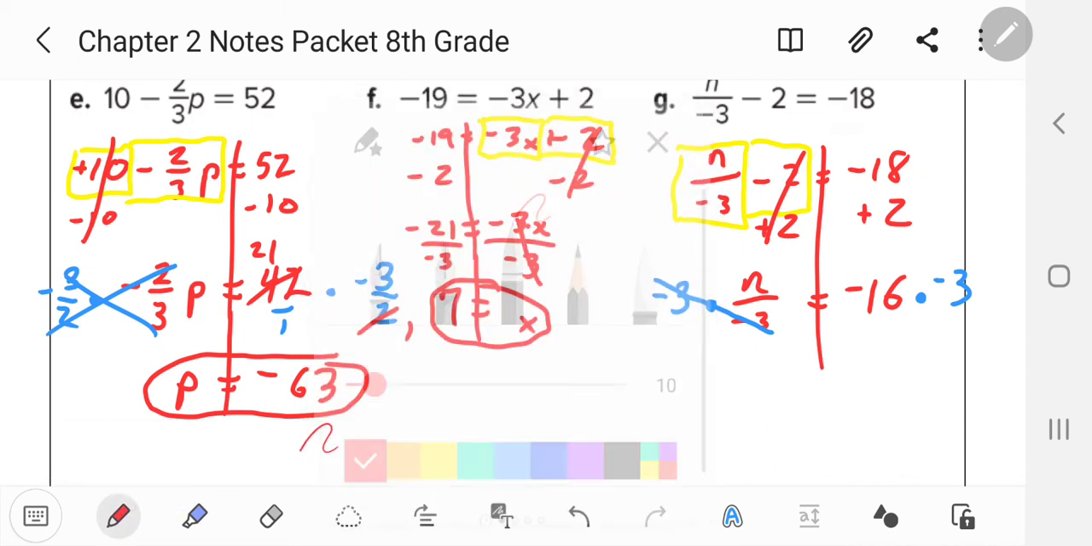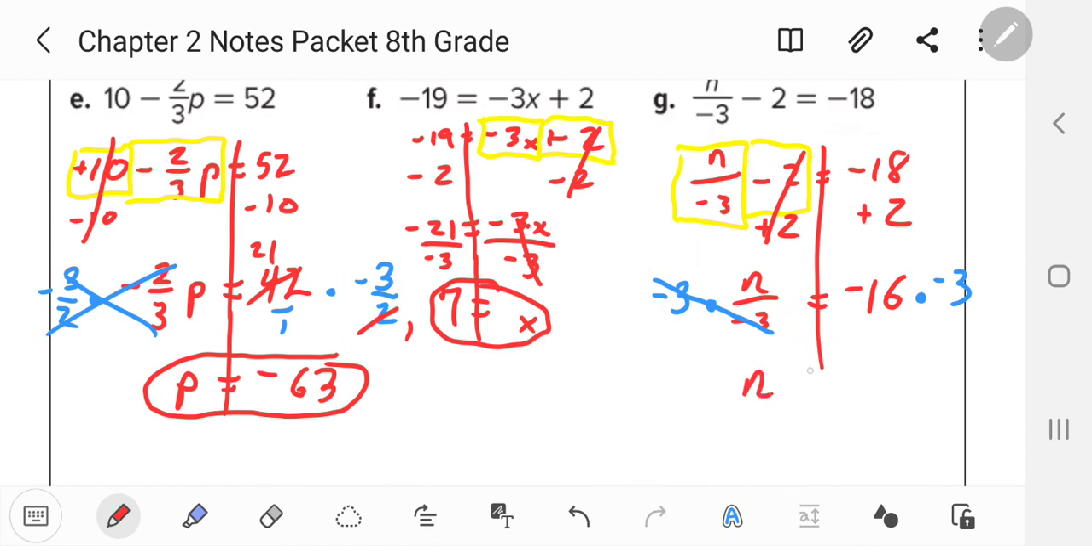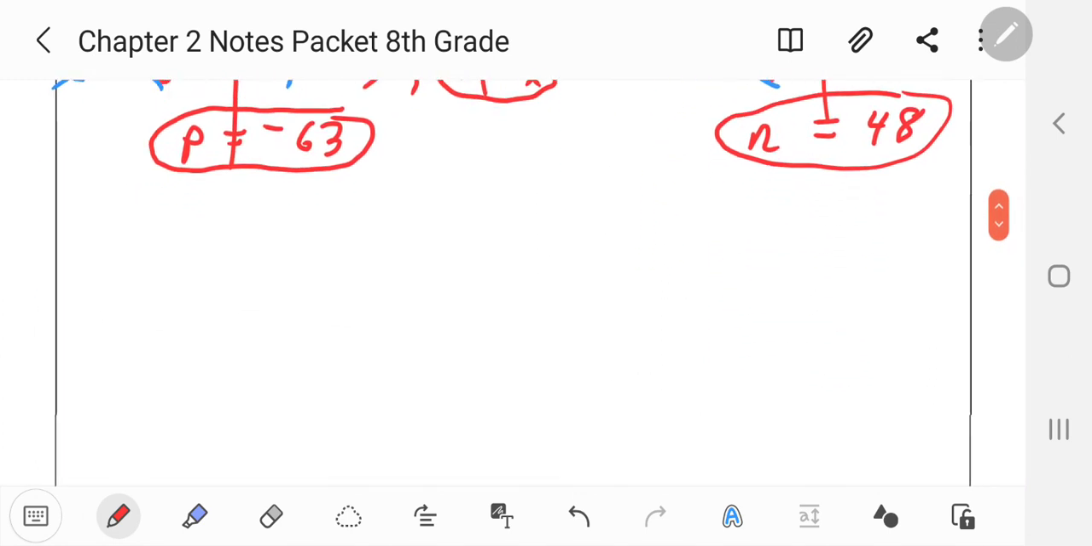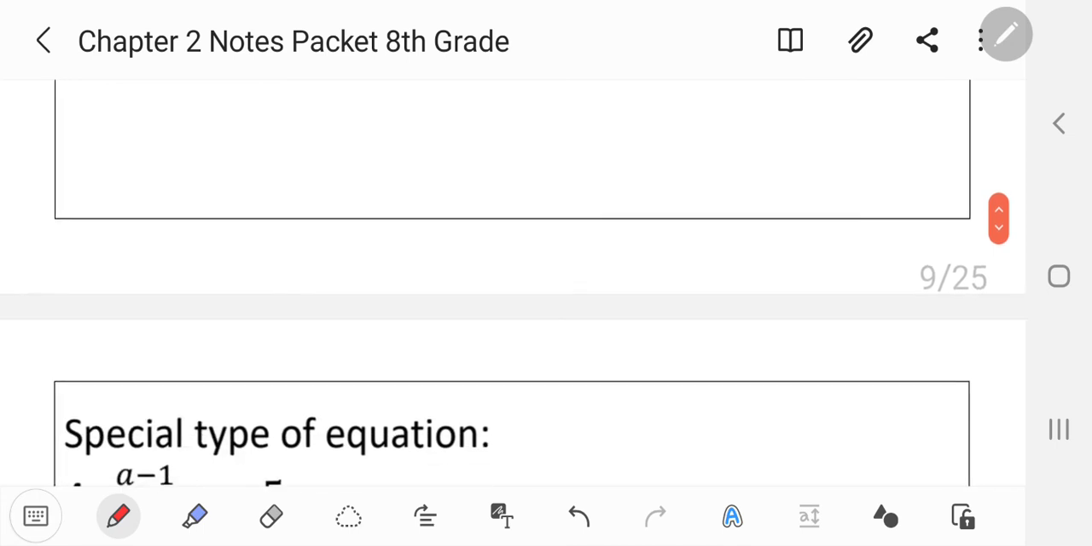And we have isolated n, and now we have to finish up on the right side here. Negative times a negative is a positive, and 16 times 3 is 48. So we've worked hard, we've hung in there, and now for something completely different.